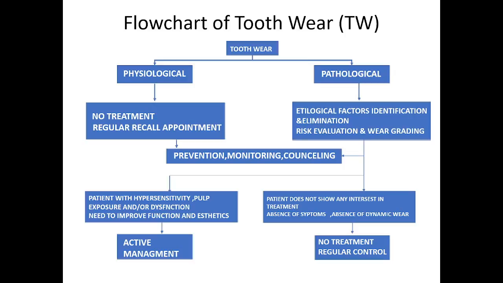How about the pathological type of tooth wear? Actually, we need to identify the etiological factors and eliminate them, along with the evaluation of the risk factors and wear grading. Prevention is also the first policy, with monitoring and counseling with the specialist. And here we need to know that if the patient doesn't show any interest in treatment, or there is an absence of symptoms or absence of dynamic tooth wear, there is no need to interfere and no need to do any treatment. We just go with regular control and observation.